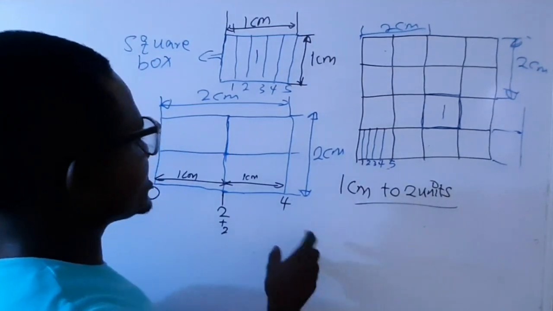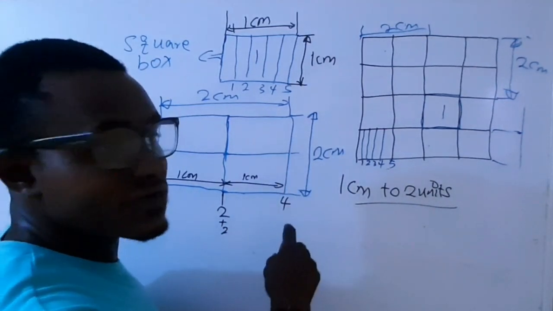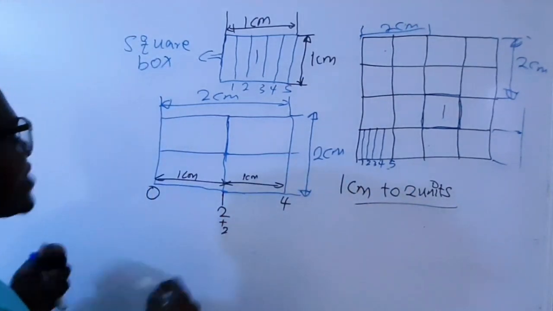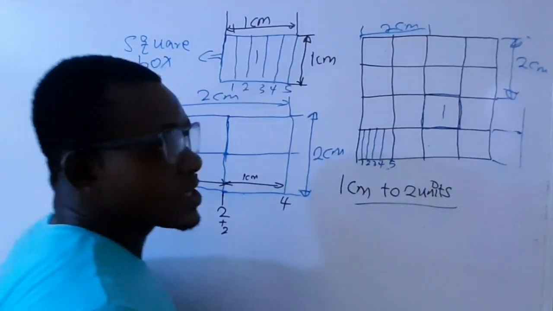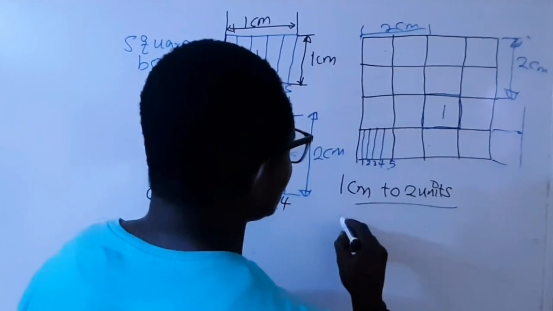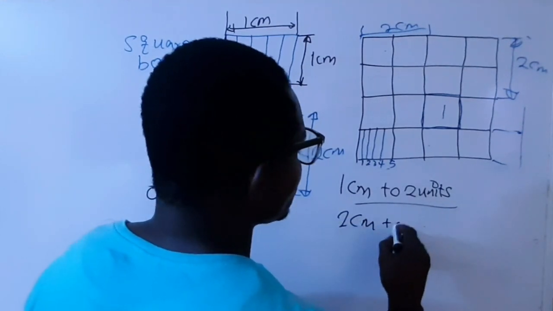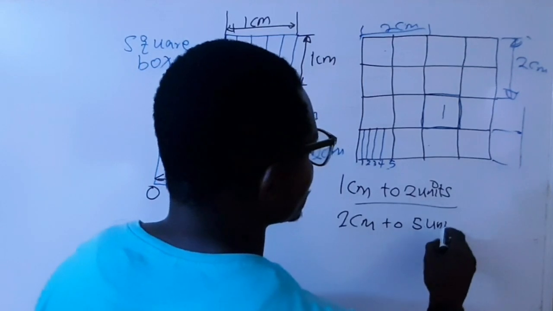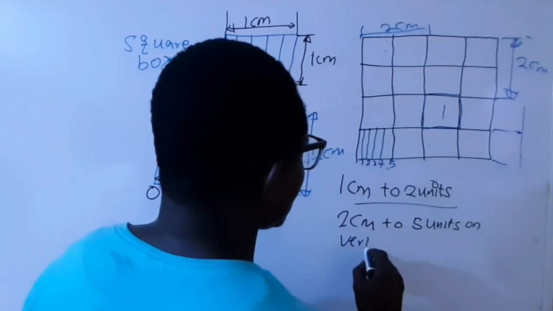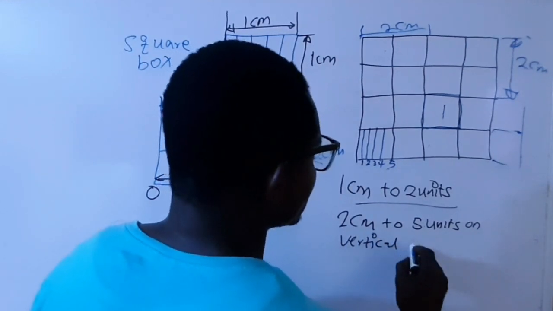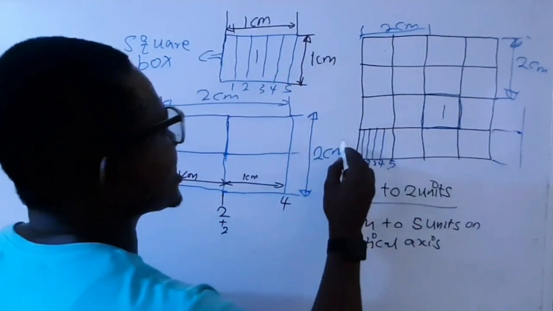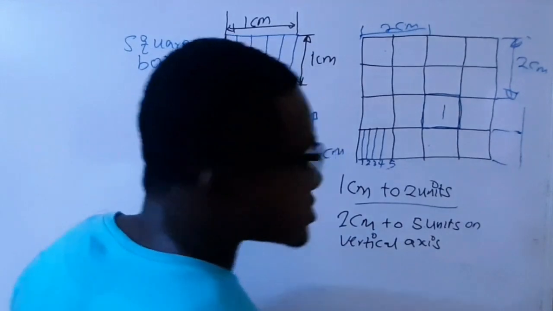So by knowing that the length of a square box is 1 centimeter, I can also proceed vertically. Let's say I was given 2 centimeters to 5 units on the vertical axis. So all I need to do, here is my vertical axis, here is the horizontal axis.